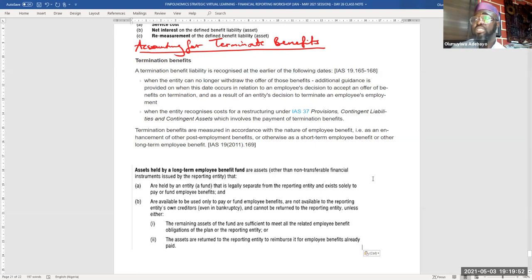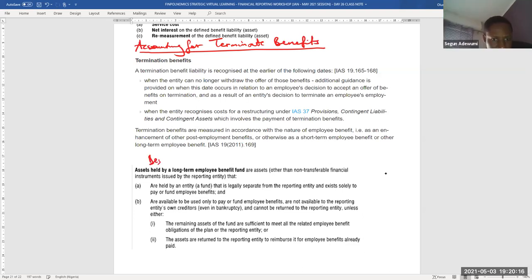Now, as we wrap up, I want Shegu to wrap up with this. We talk about assets held by a long-term employee benefit fund, which is the portfolio of assets. What is the nature of the assets? What are the qualities in such an asset that make it unique from the assets of the company? Can you read this? Yes, sir.